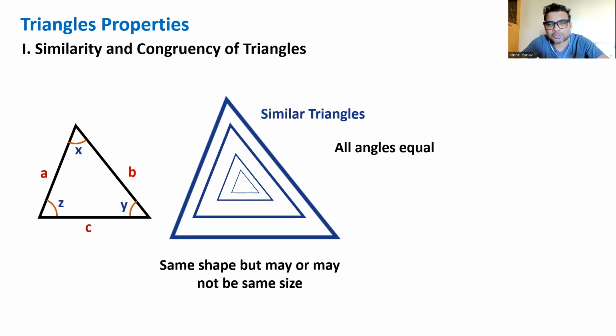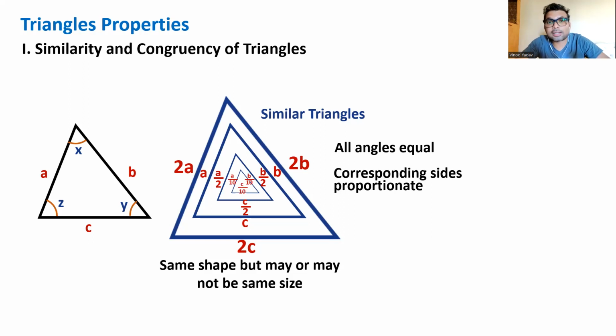Now see the sides का relation. ABC the original one, and the other, if one is doubled, all others will also be doubled. If one is halved, all others will also be halved. And if one is 1/10, सब 1/10 होगा. So corresponding sides are proportionate. Okay, proportionate.